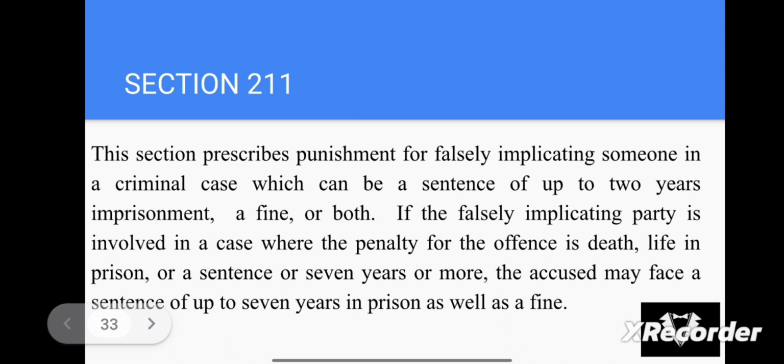Section 211. This section prescribes punishment for falsely implicating someone in a criminal case, which can be a sentence of up to 2 years imprisonment, a fine, or both. If the falsely implicated party is involved in a case where the penalty for the offence is death, life imprisonment, or a sentence of 7 years or more, the accused may face a sentence of up to 7 years of imprisonment as well as a fine.